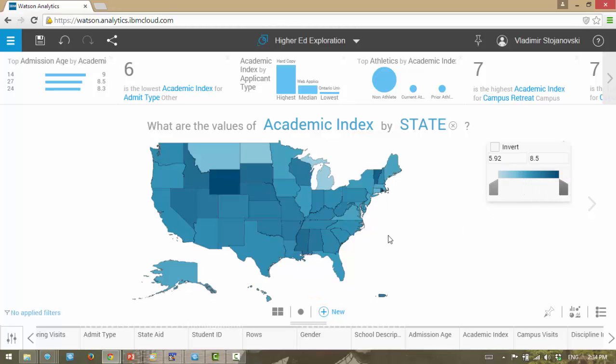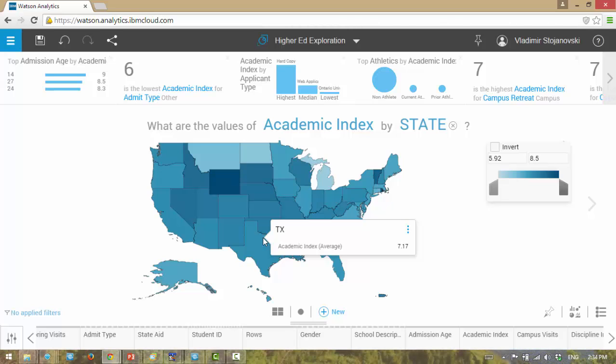Now, as we look at this visualization, we may have additional questions. For example, the state of Texas. It's in the middle of the road. It's not very low, it's not very high. If we're interested in this particular state, we might want to take our analysis in a number of different paths.